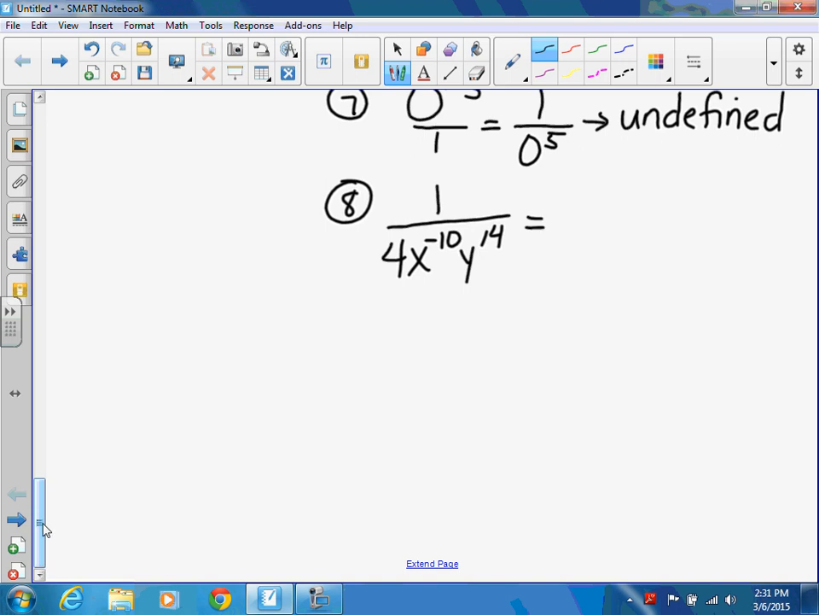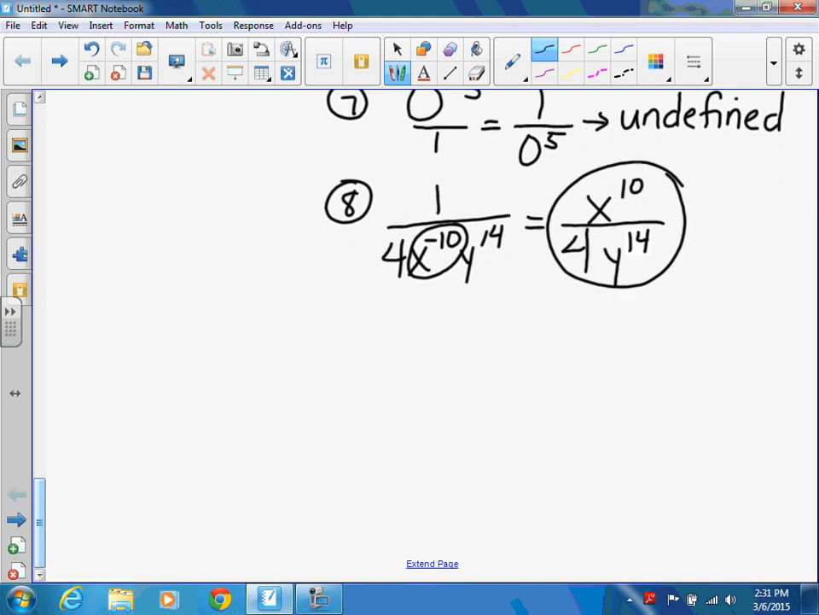All right, the only thing that is not happy is the x, because that is the only thing that has a negative exponent right here. So that's the only thing that's going to move. Everything else stays put. So that x is going to come to the top. I don't need the 1 anymore because now the x to the 10 is going to be up there. But on the bottom, the 4 stays because he's happy there, and the y to the 14 stays because he's happy there. So this would become your final answer.